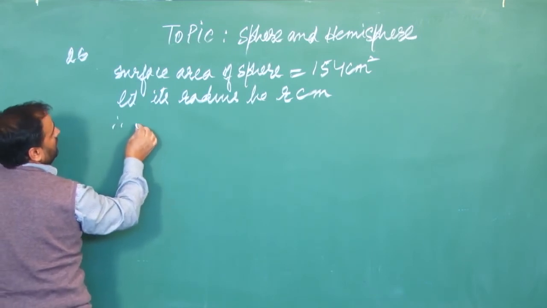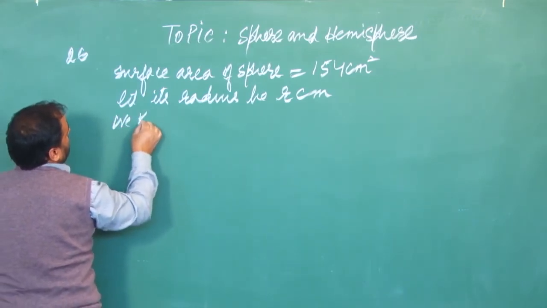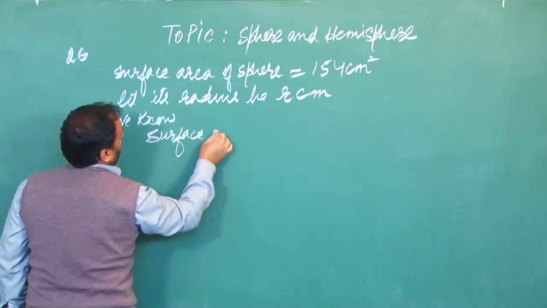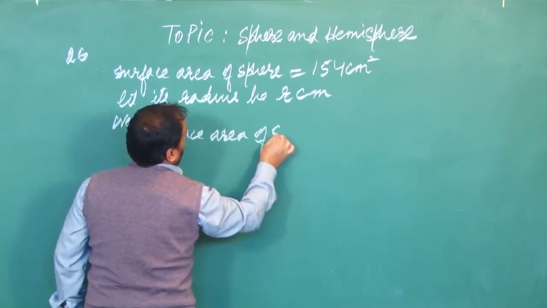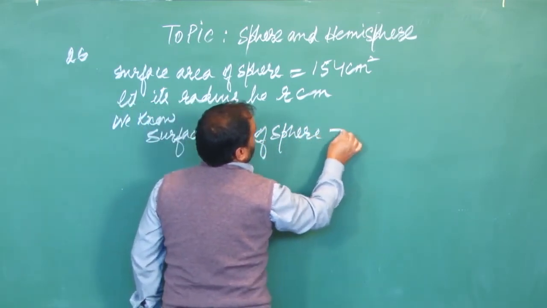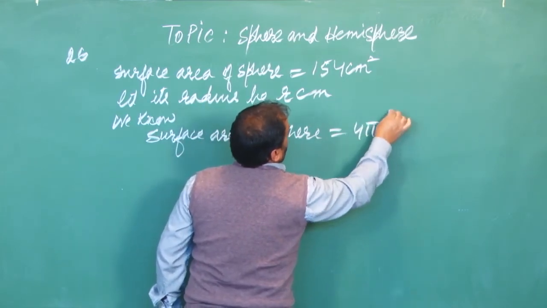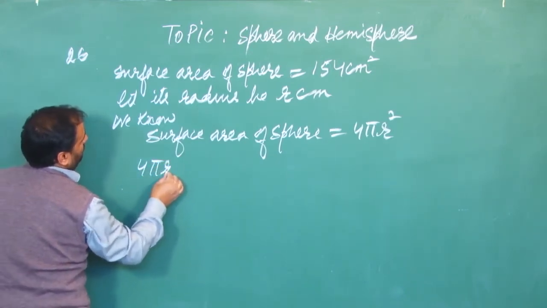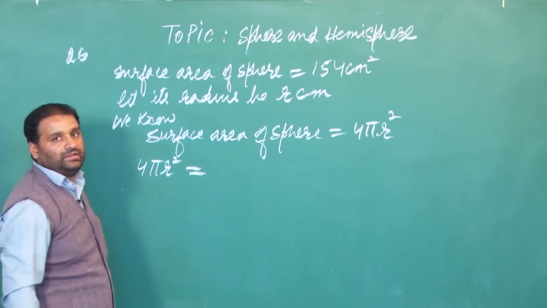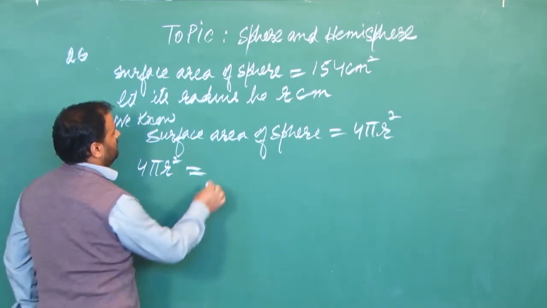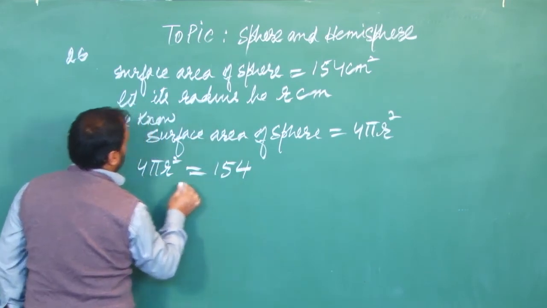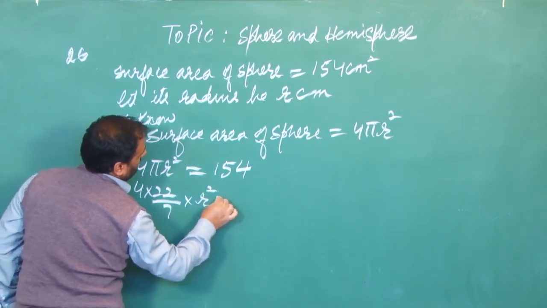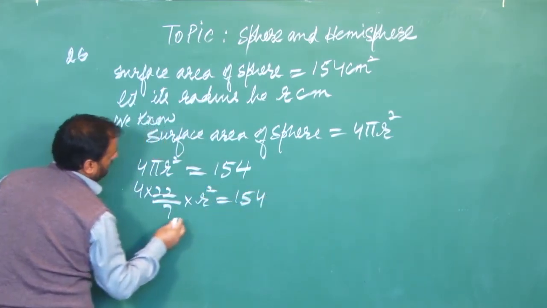Therefore, we know that the surface area of a sphere is 4 pi r square, and for this we can make an equation. 4 pi r square is the surface area of the sphere and it is equal to 154 centimeters square. Putting all these values and calculating this, we will be able to find the radius of that sphere.